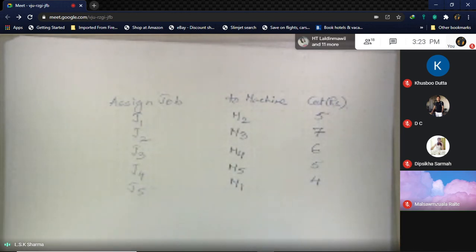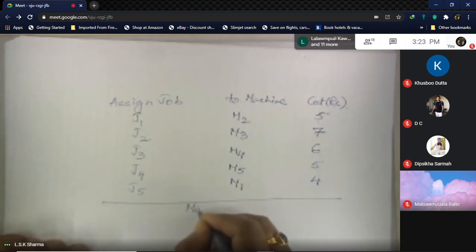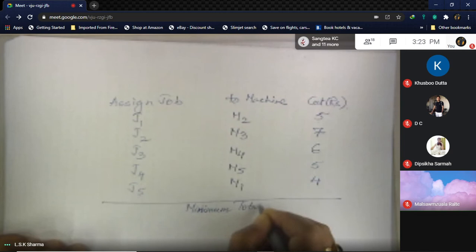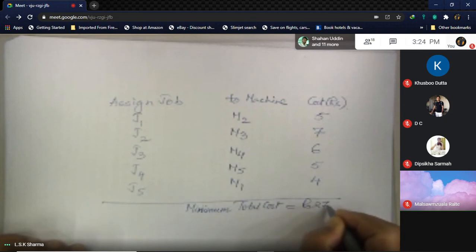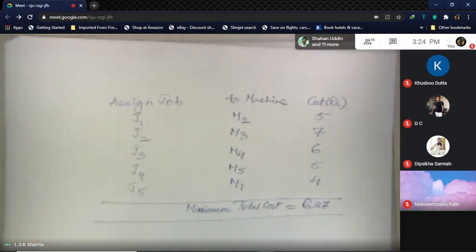And what is the total cost of assignment? So the minimum total cost is rupees 27. Okay, so this is how we solve the problem of assignments. Okay. All right. These are the type of problems which can come in out here. Here also you have some of the problems.